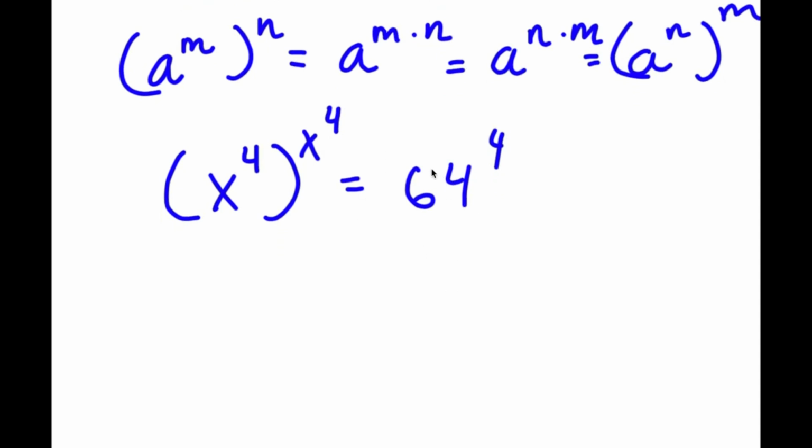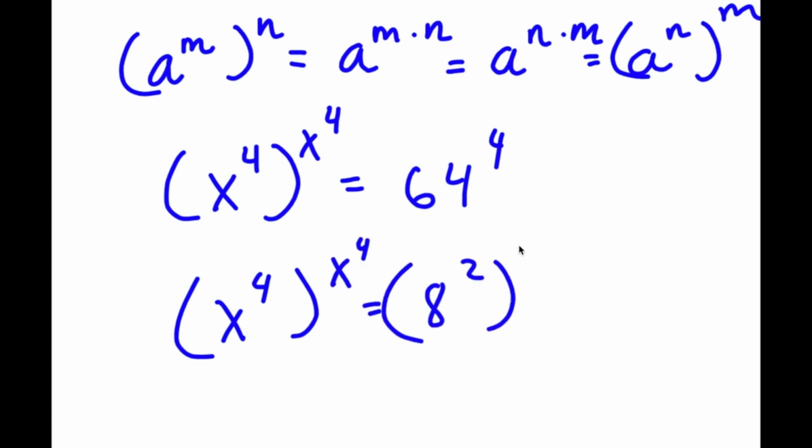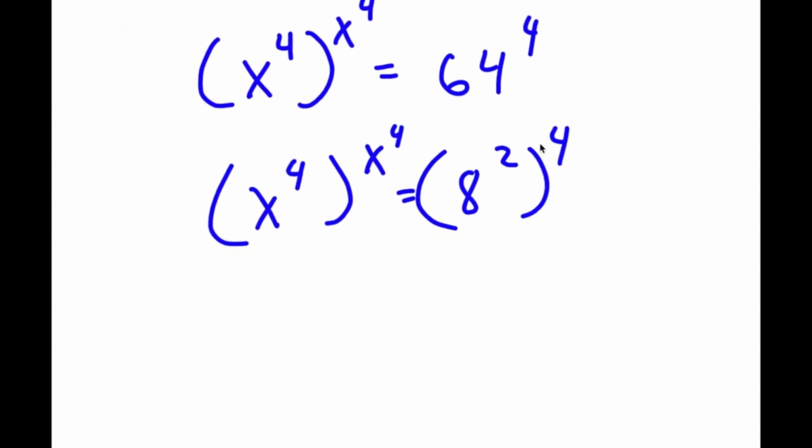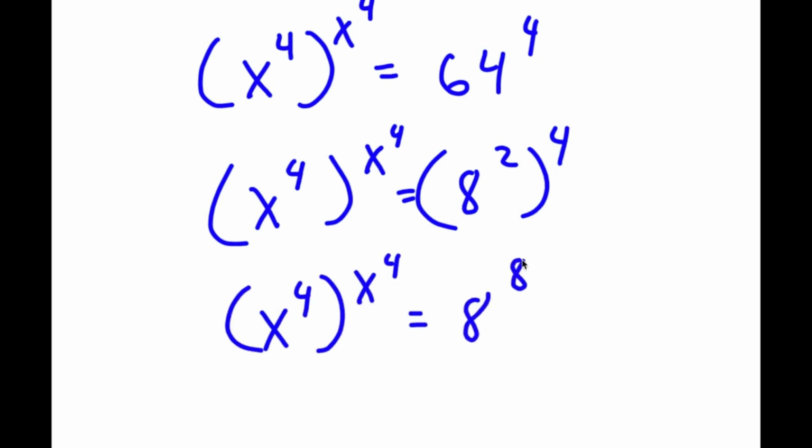Now 64, this is the same thing as 8 to the power of 2. So now I have x to the power of 4 to the power of x to the power of 4 is equal to 8 to the power of 2 to the power of 4. Now remember, if I have something in the form a to the power of m to the power of n, this is equal to a to the power of m times n. So 8 to the power of 2 to the power of 4, that's going to equal 8 to the power of 2 times 4, which is 8 to the power of 8. So now I have x to the power of 4 to the power of x to the power of 4 is equal to 8 to the power of 8.